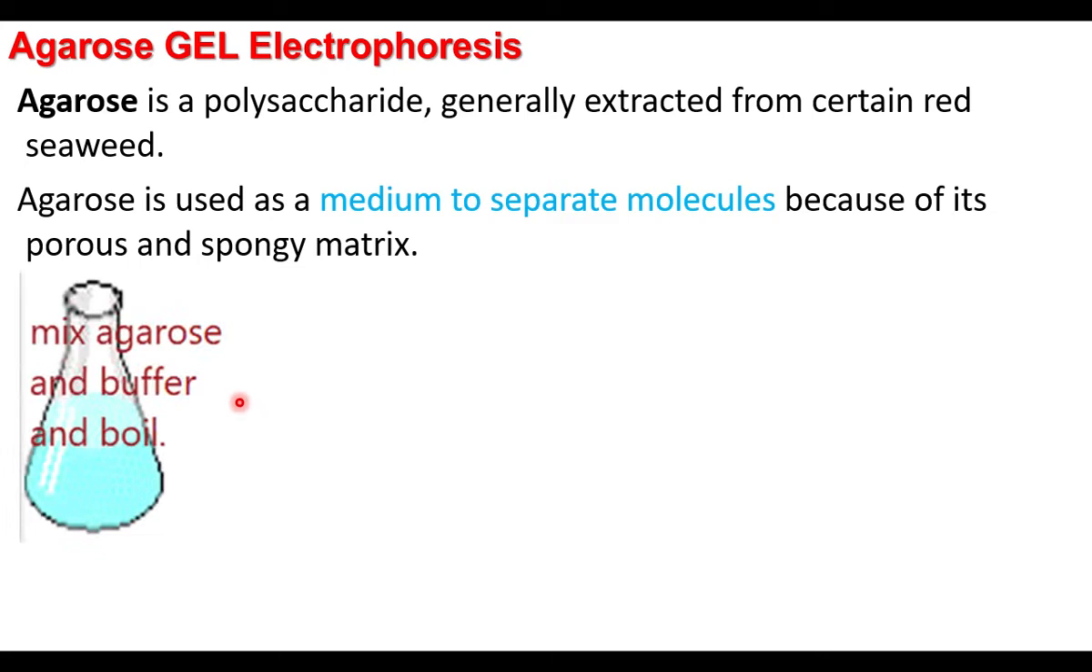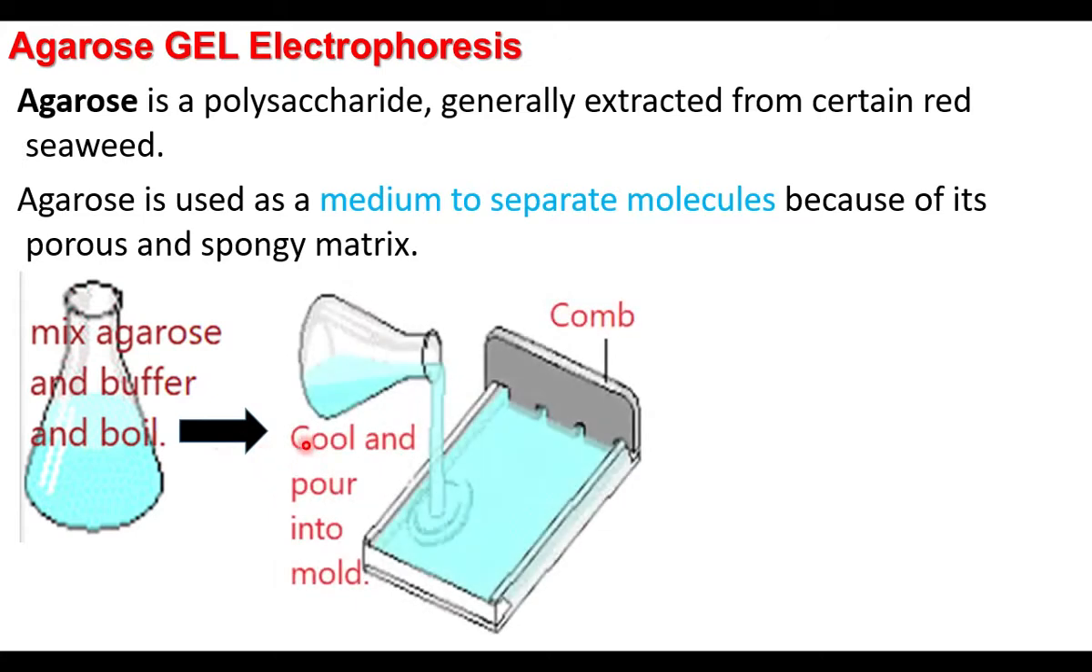How to prepare agarose gel? Agarose powder is mixed with buffer. Buffer is something that maintains pH. The agarose powder is mixed with buffer and boiled. When the temperature comes down, the agarose solution is poured into a mold. A mold is a small box-like thing. The size of the mold depends on the size of the agarose gel we need for the experiment.